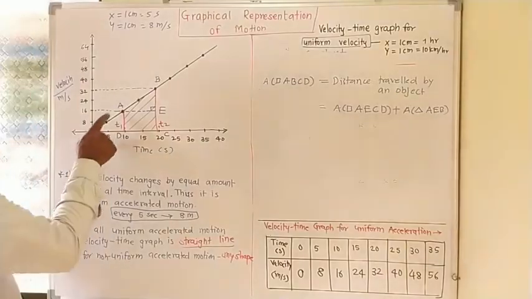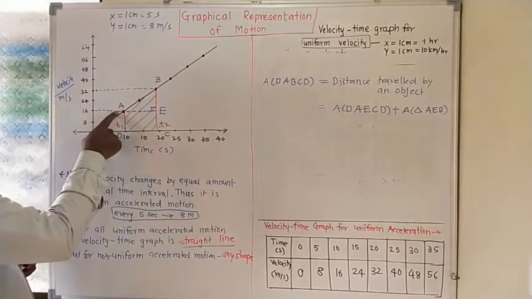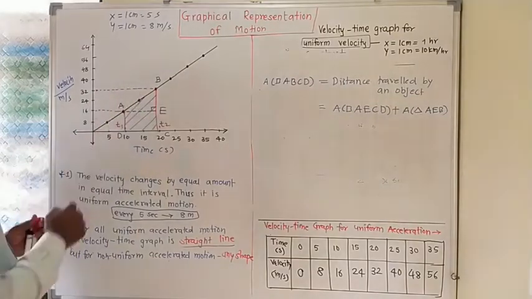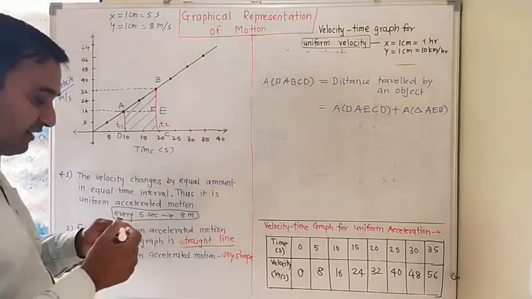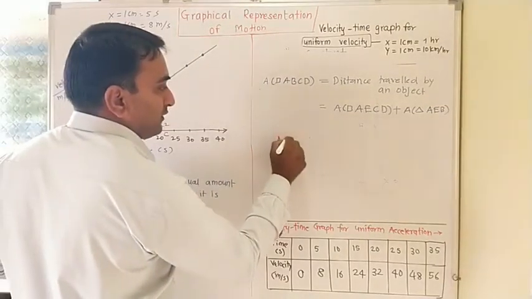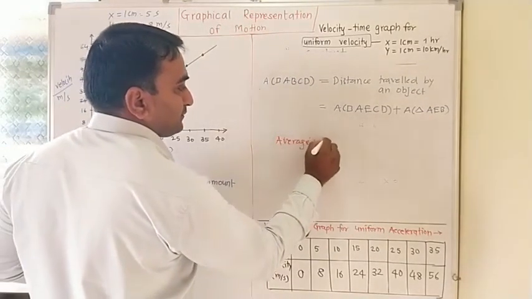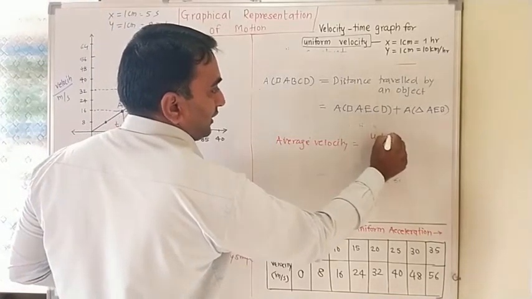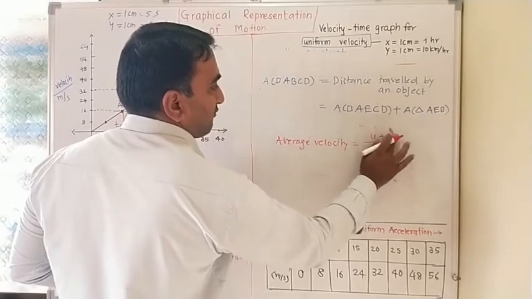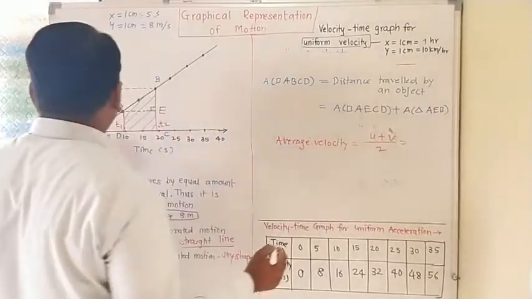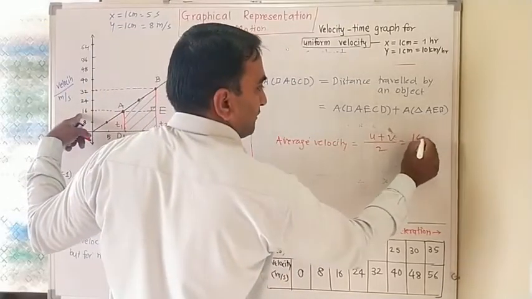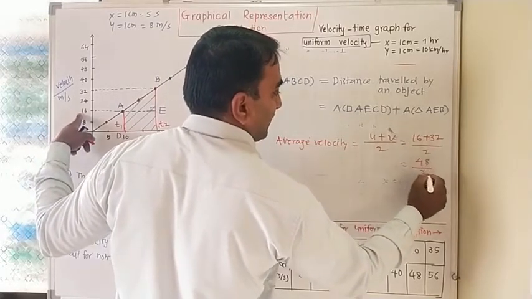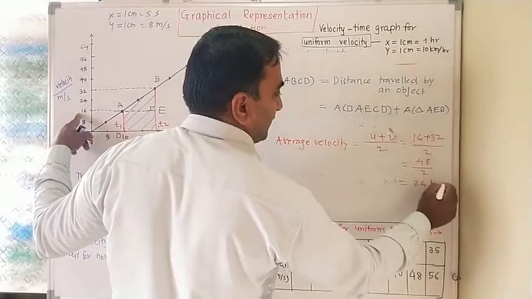Again, what is the initial velocity? Initial velocity is 16 km per hour. What is the final velocity here? 32 km per hour. So what is the average velocity? Average velocity is equal to initial velocity plus final velocity divided by 2. So what is here? 16 plus 32 divided by 2. So here 48 divided by 2. So the answer is 24 km per hour.